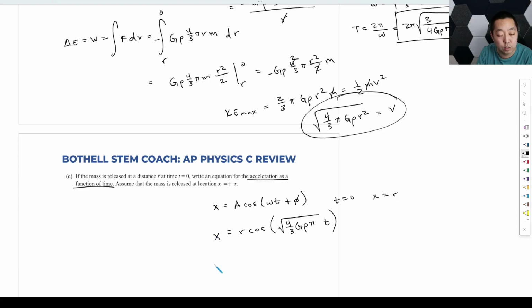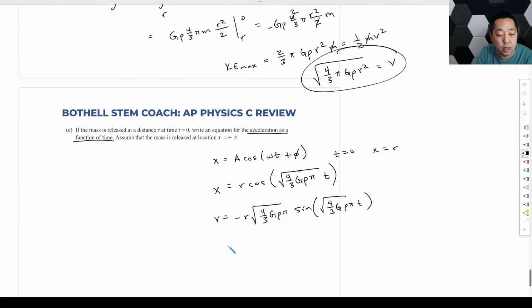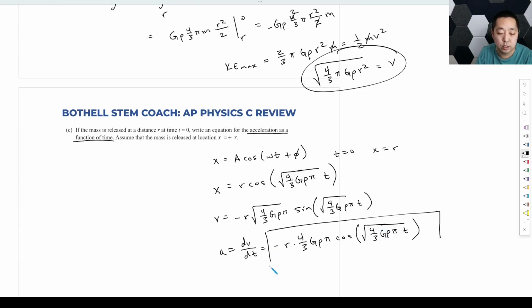So that's x. Then the velocity is the derivative of this, which is going to be negative r times the square root of 4/3 G rho pi, by chain rule, times sine of that. And then acceleration is the derivative of that, right? So another one pops out and it becomes negative r times 4/3 G rho pi times cosine of the square root of 4/3 G rho pi t. Okay, and so that would be our acceleration here.